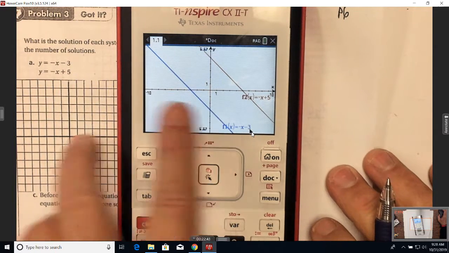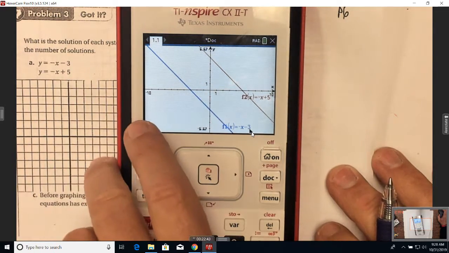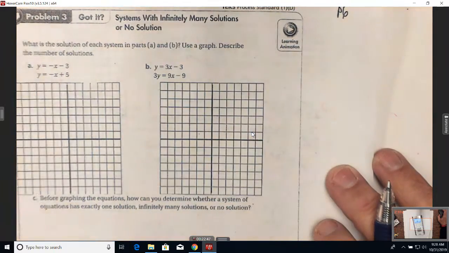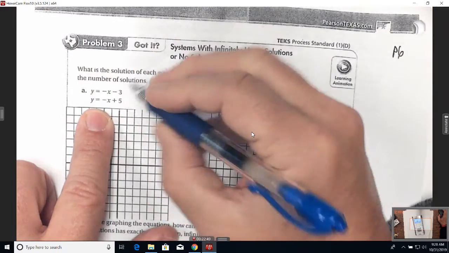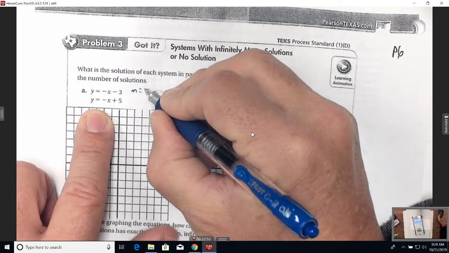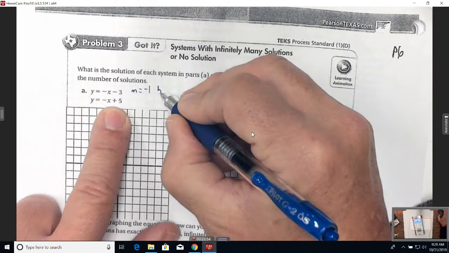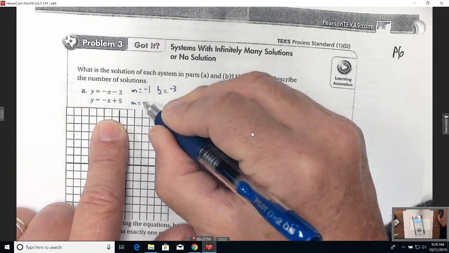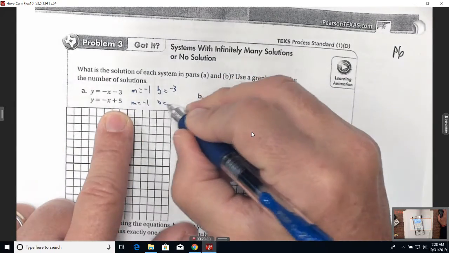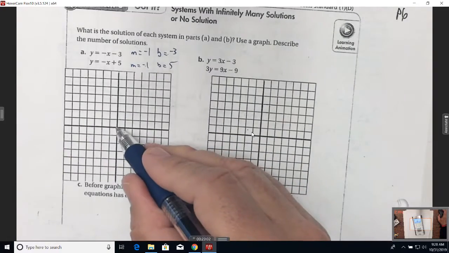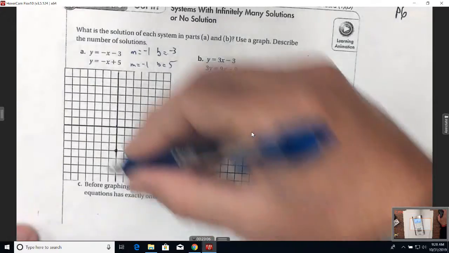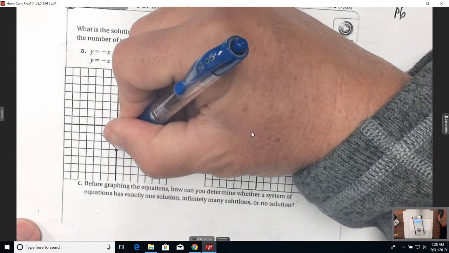So how do I prove mathematically here that they're parallel? They look parallel on the calculator, right? But how do I prove that they're parallel? The slopes are the same. Both of them have a slope of -1. But the y-intercept here is -3. And this slope is -1. But the y-intercept here is 5. So when I graph it, this is going to cross at -3 and have a slope of -1. So it's down 1 over 1 like that.